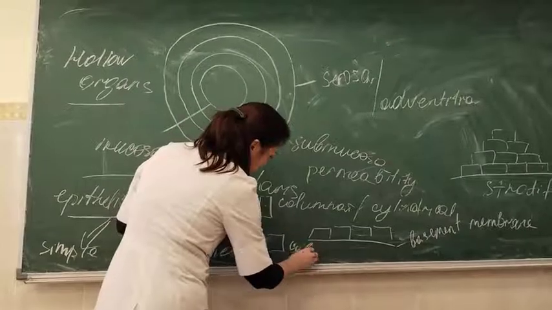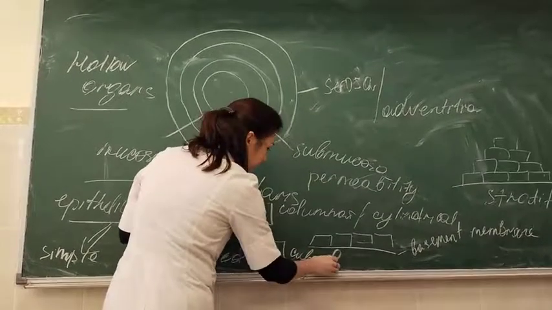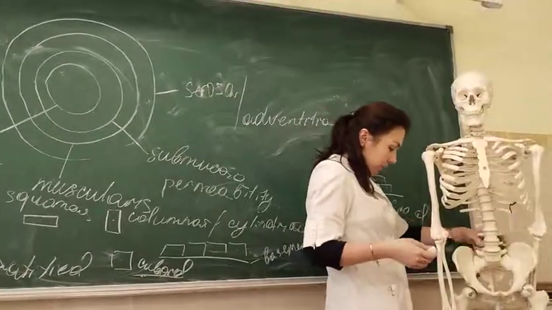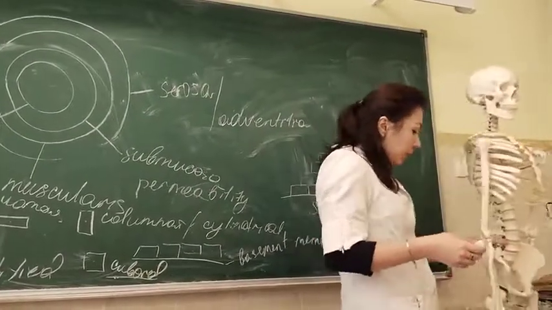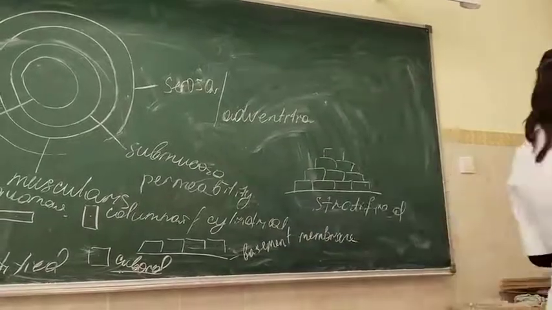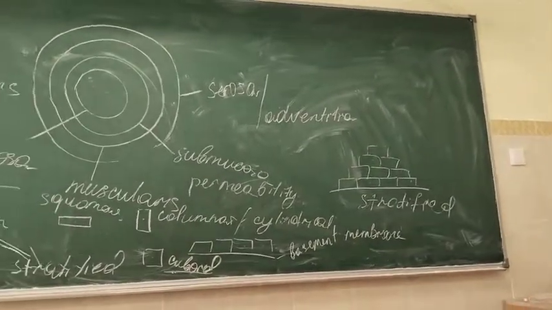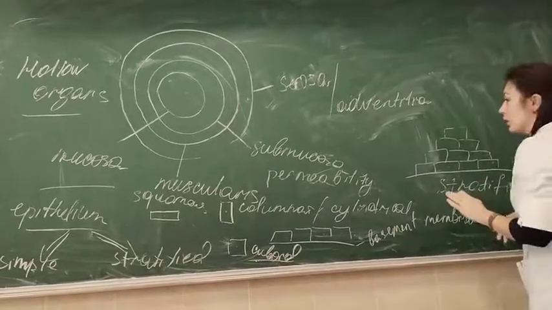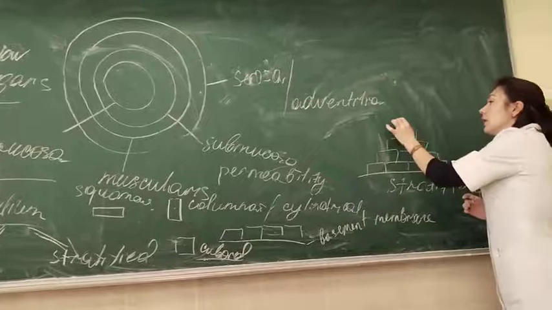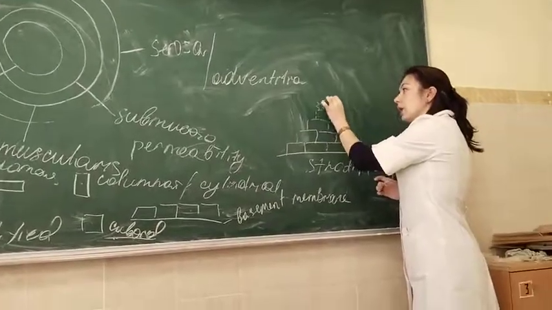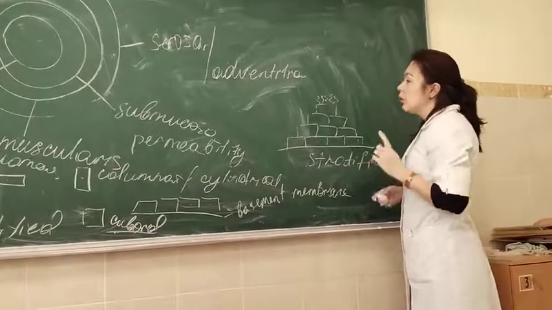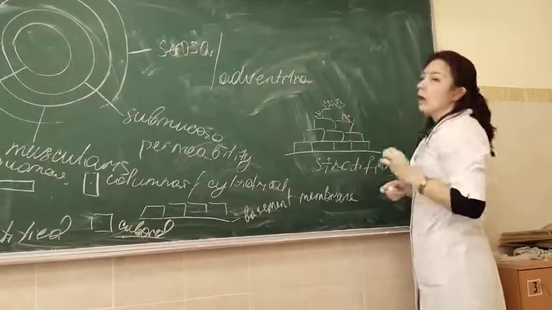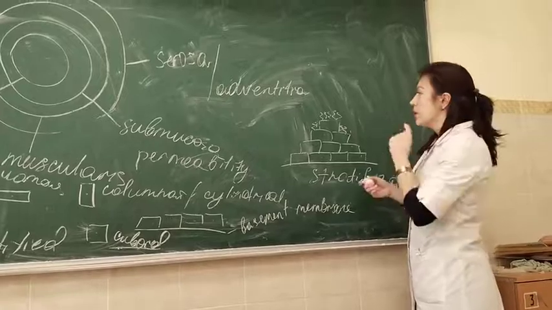Also, we can say that some epithelial types have special organelles, like cilia, for example. In the respiratory tract, epithelium usually has cilia, hair-like structures. Such type of epithelium is named ciliated.